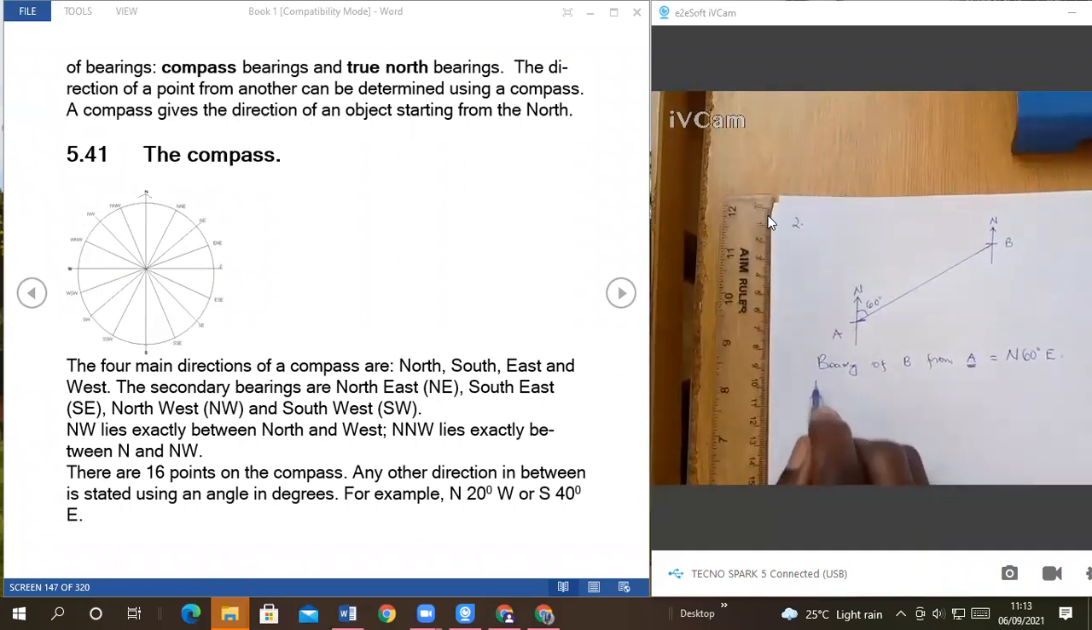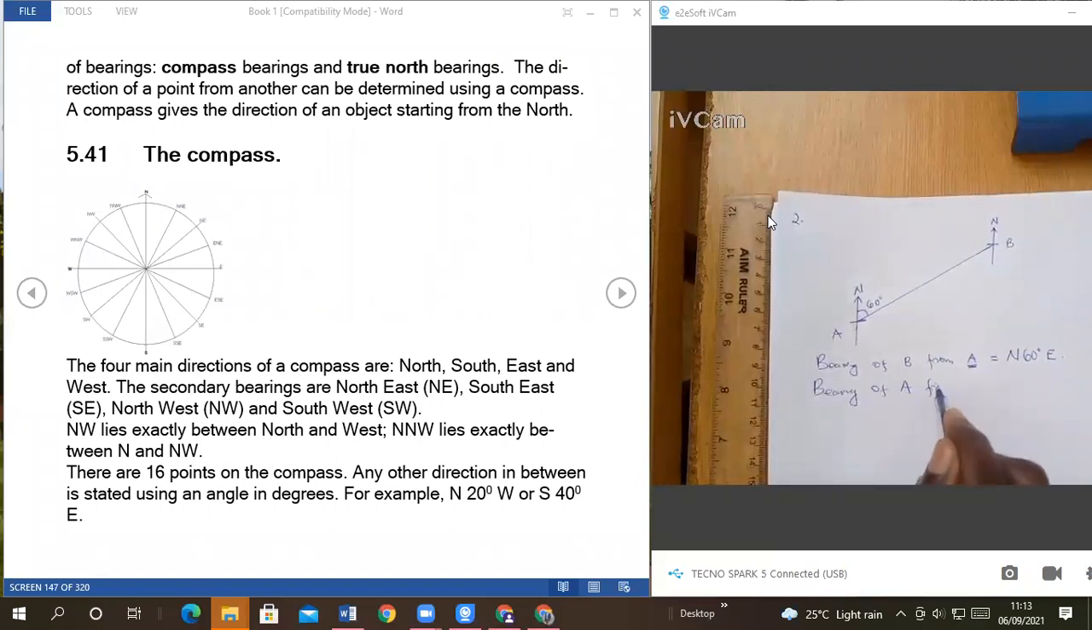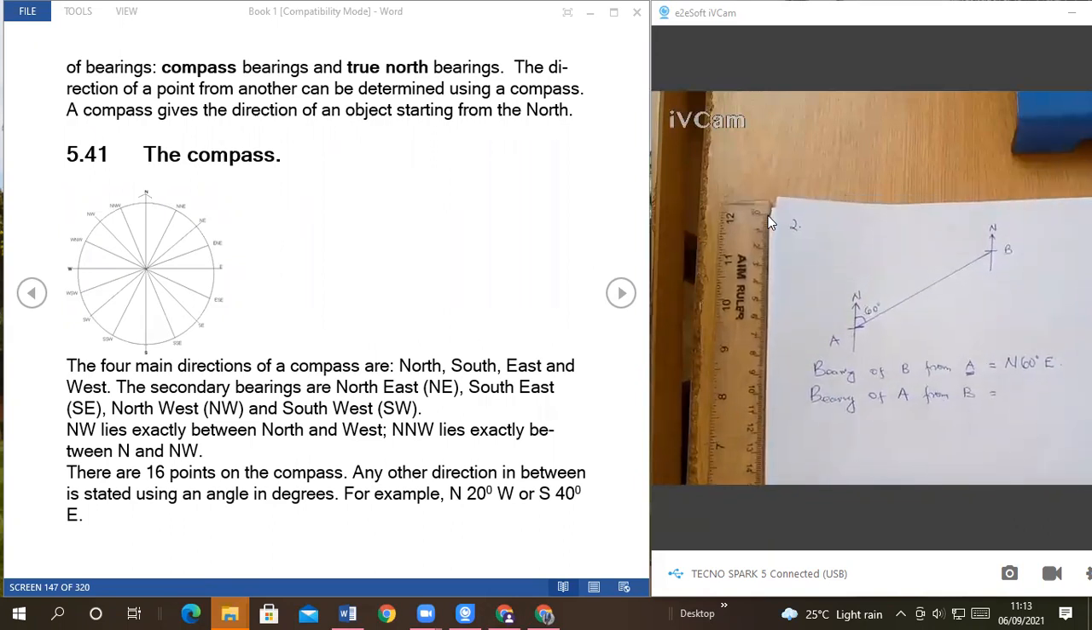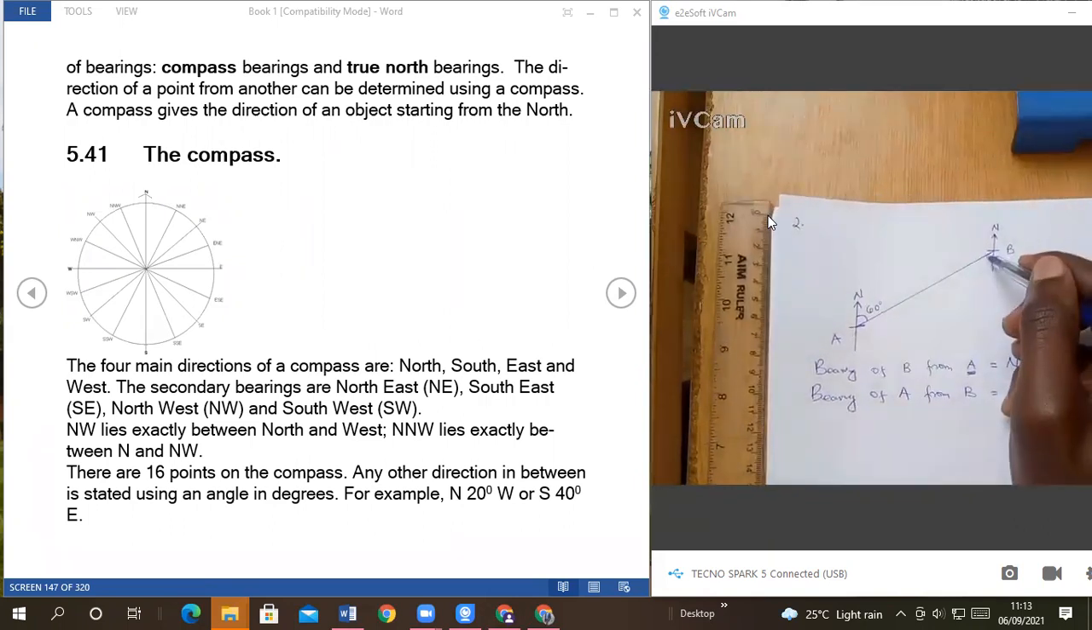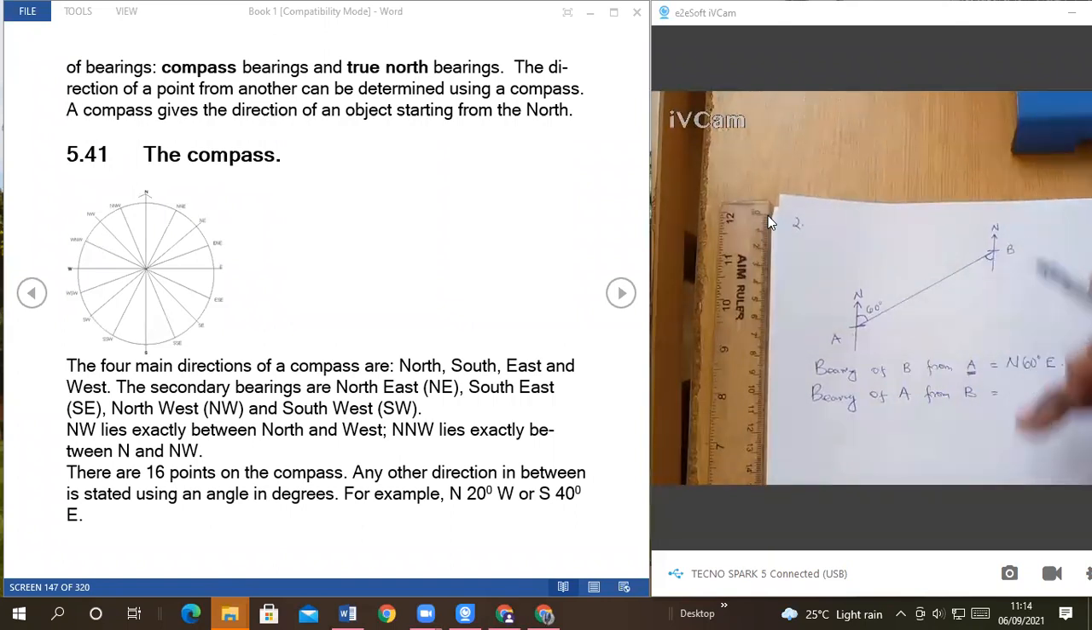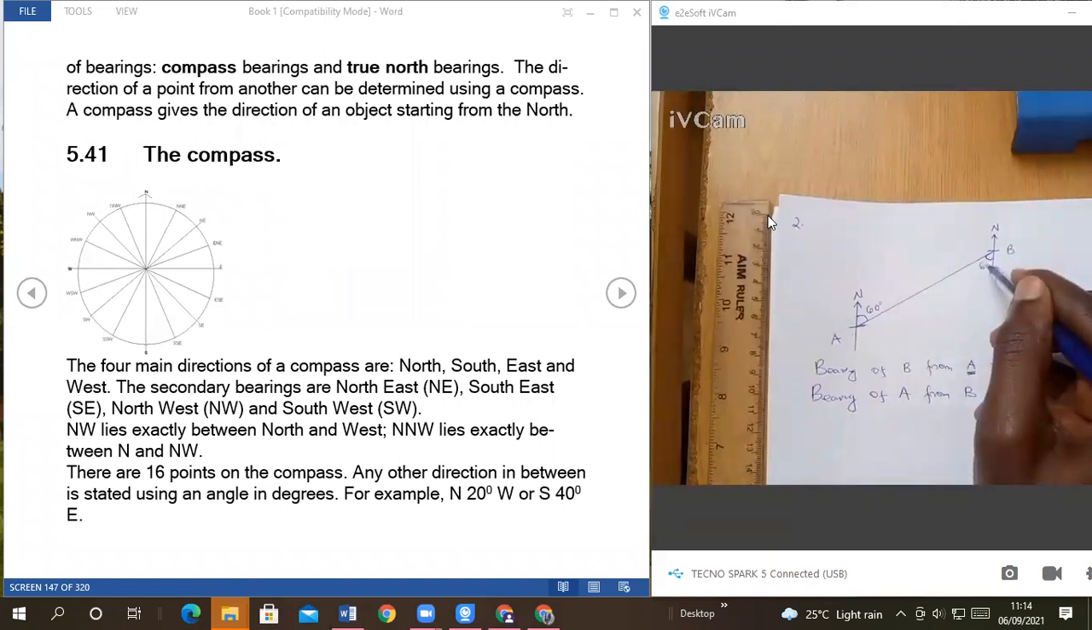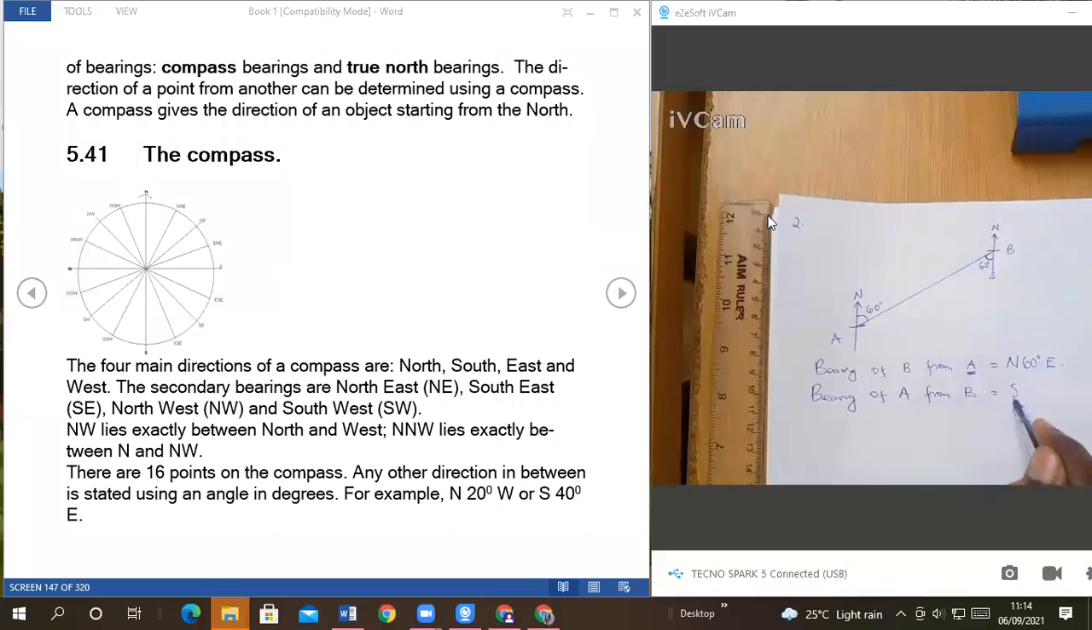Yes. What's the bearing of A from B? South. What is this angle? 60. It is also 60, and this is south. So it's going to be south 60 degrees west. South 60 degrees what? 60 degrees west. Have you seen that?